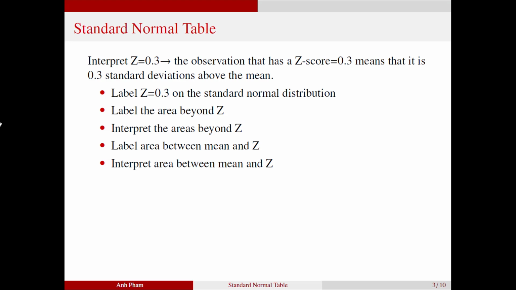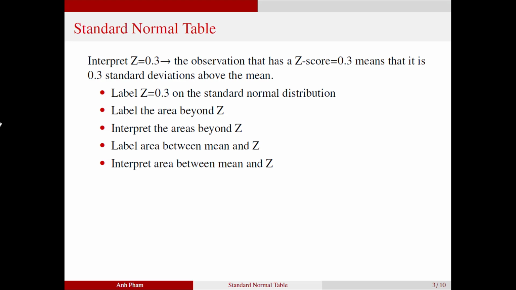Now let's pause for a moment and think about how you would label the Z-score equal to 0.3 in the standard normal distribution. I would like you to label the area beyond Z and interpret it. Then label the area between the mean and Z and interpret it, where the Z value here is equal to 0.3. Take a moment and think about how you would answer this question.